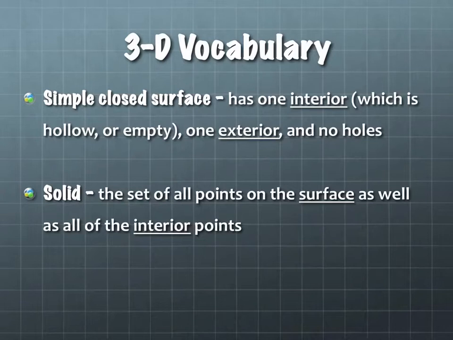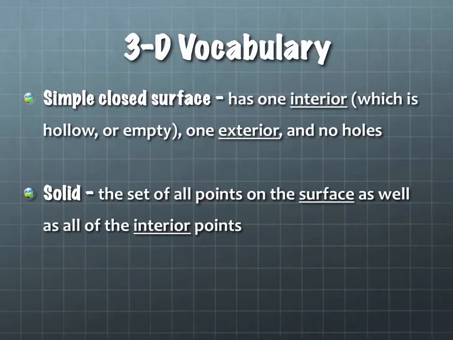A simple closed surface has one interior, which is hollow or empty, and one exterior, and no holes. Okay, so a donut, the kind with a hole in the middle, would not be a simple closed curve. Simple closed surface, excuse me, okay? Because it's got a hole in the middle of it.